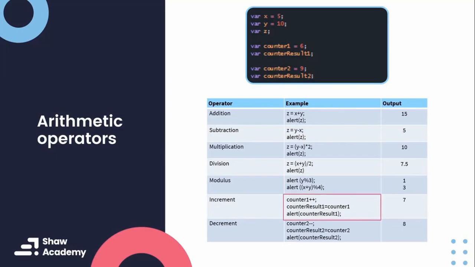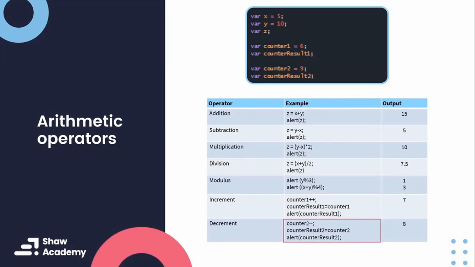Lovely stuff. Now, our last two examples, increment is pretty straightforward. We are essentially saying increment counter 1, right? And then take the counter result, which is undefined, and set that equal to the result of counter 1 after incrementing it, then alert that result, which is 7. Because if you have a look at our code, counter 1 is actually equal to 6, but once we increment it, it is now equal to 7.